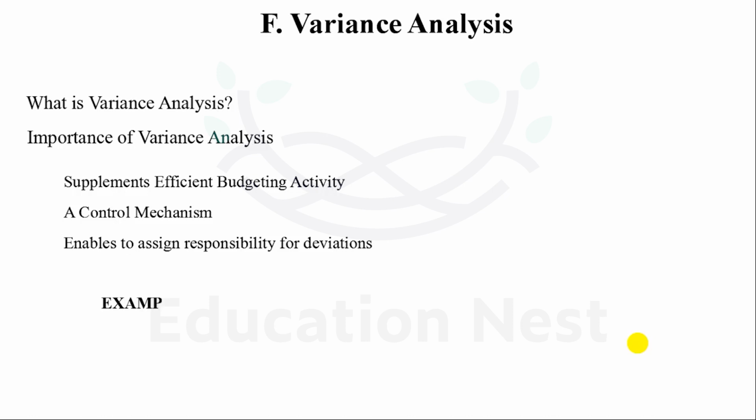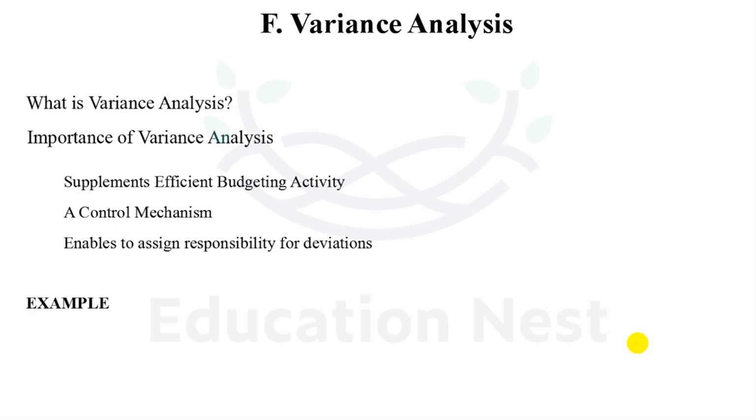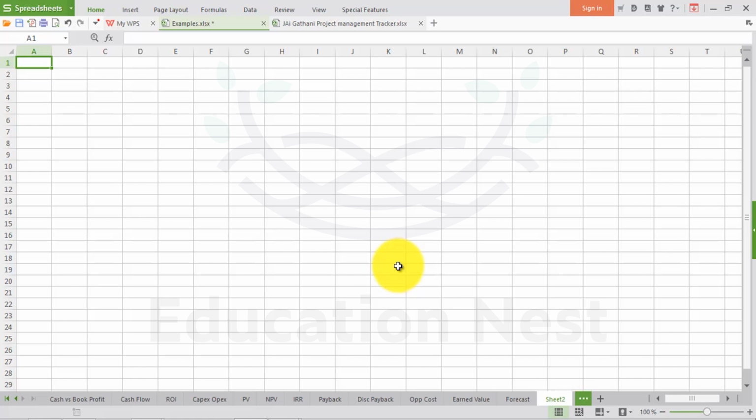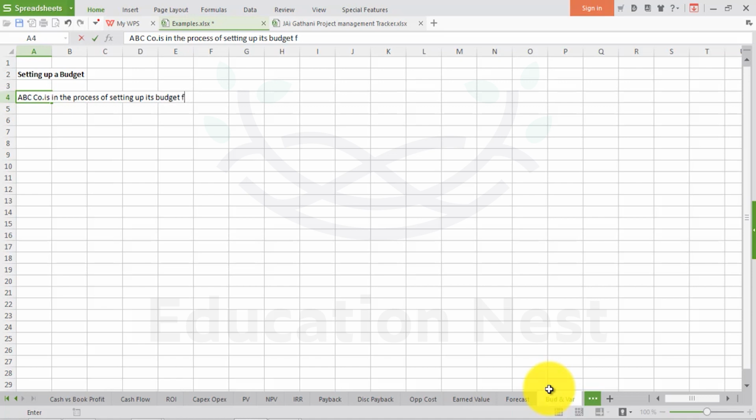With this concept in mind, let us look at an example where we're going to study the entire budgeting process and variance analysis together. So let us create the example from scratch. First, let us set up a budget. Setting up a budget. Over here we can say ABC company is in the process of setting up its budget for the current year.